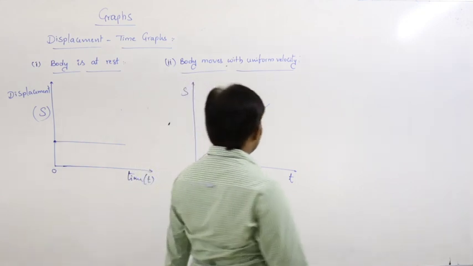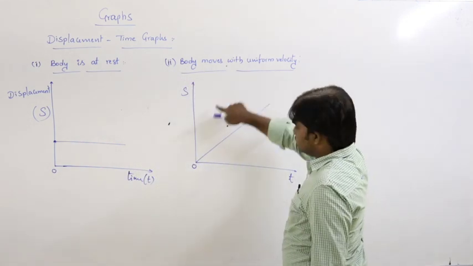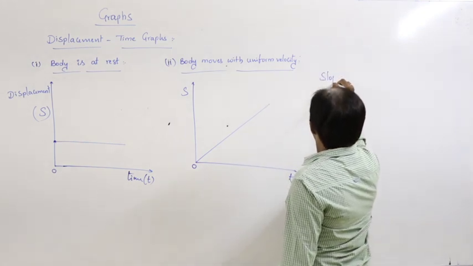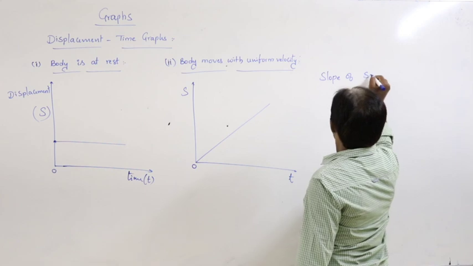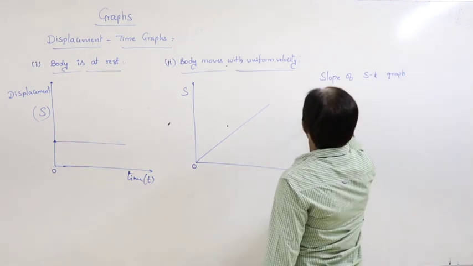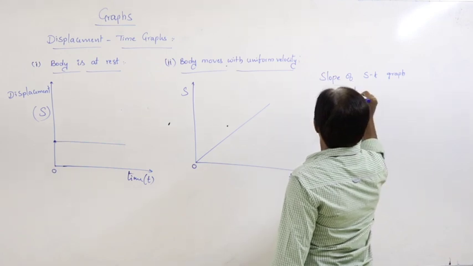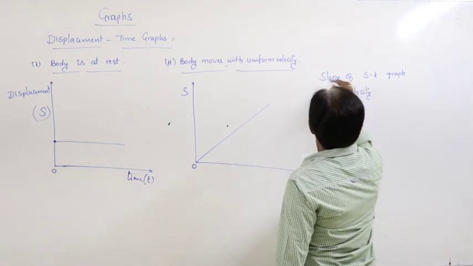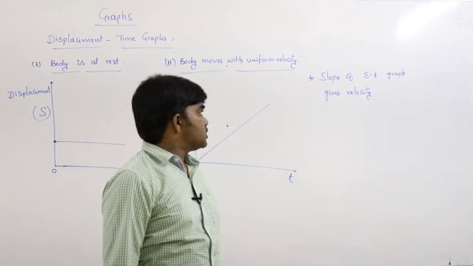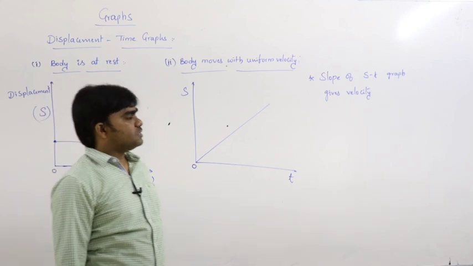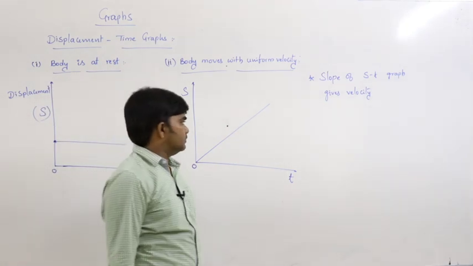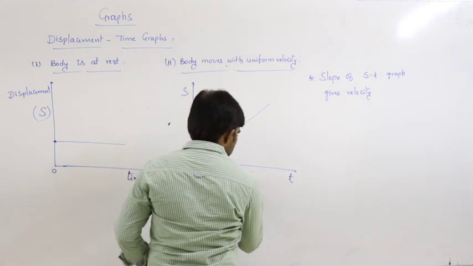Displacement time graph. For this graph, the slope of the displacement time graph gives velocity. That we have to remember, very, very important. Slope of displacement time graph gives velocity. So this is the situation now.